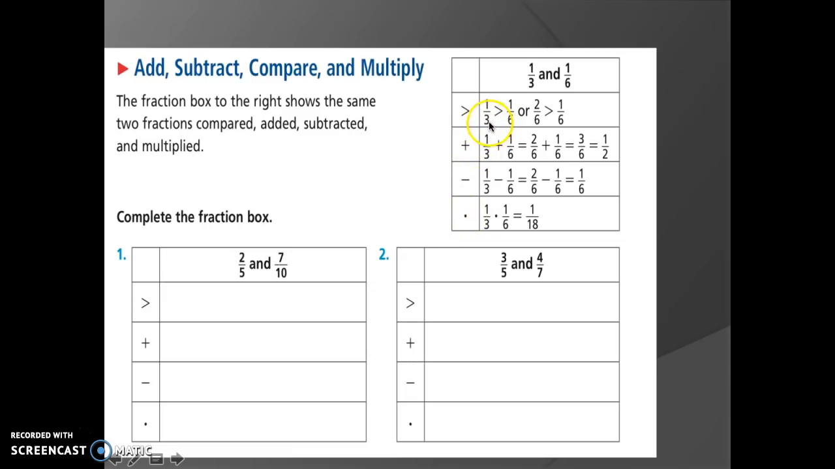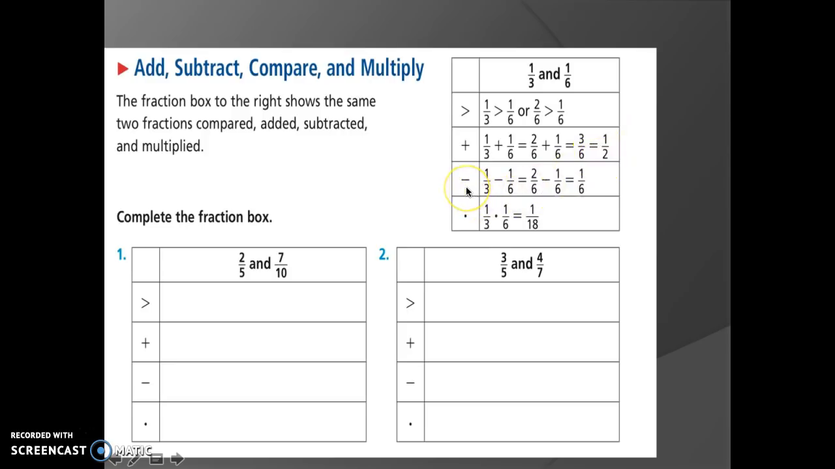1/3 is greater than 2/6. This box is already done for you, so I'm just going to quickly review it. We know that because we can turn thirds into sixths by multiplying by 2. Then we can see 1/3 is the same as 2/6, and 2/6 is greater than 1/6. If we add 1/3 and 1/6, we get that common denominator, which is what we did up here. We add them and get 3/6, and then that can be simplified by dividing top and bottom by 3. That is simplified to 1/2.